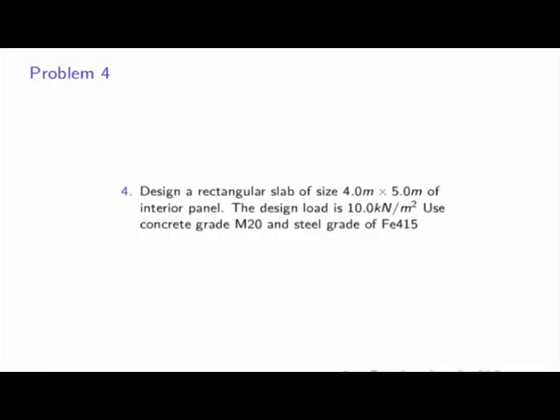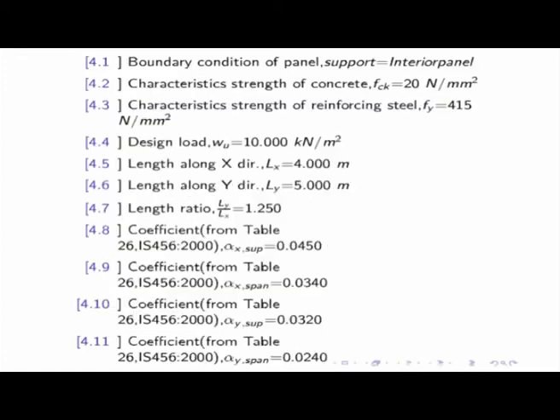Okay. So here design a rectangular slab of size 4 meter into 5 meter of interior panel. The design load is 10 kN per square meter. Again I am taking 10 kN. Use concrete grade M20 and steel grade of Fe415. So boundary condition of panel support, that is interior panel. Characteristic strength 20 Newton per square millimeter. Strength of steel 415 Newton per square millimeter. Design load 10 kN per square meter. Length along x direction Lx 4 meter. Length along y direction Ly 5 meter. Length ratio Ly by Lx 1.25.